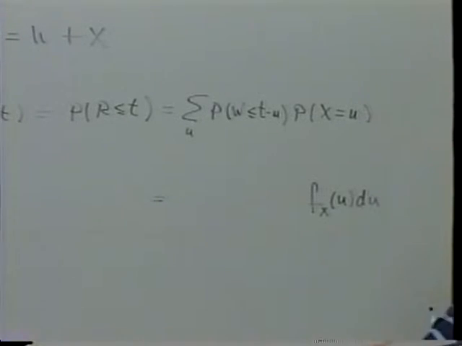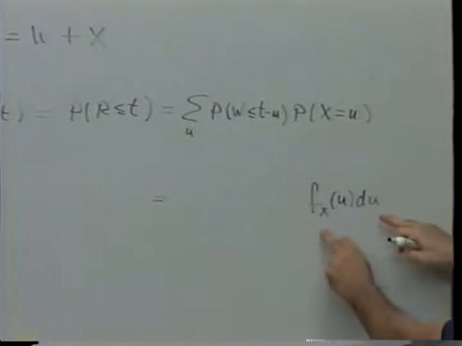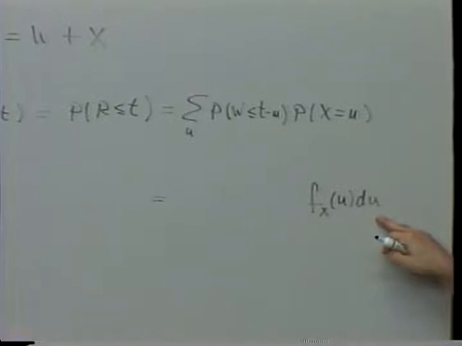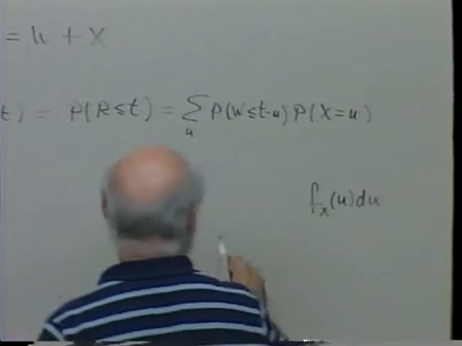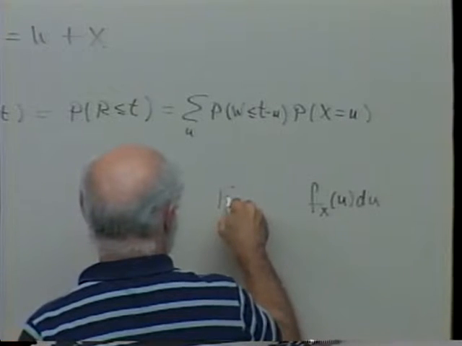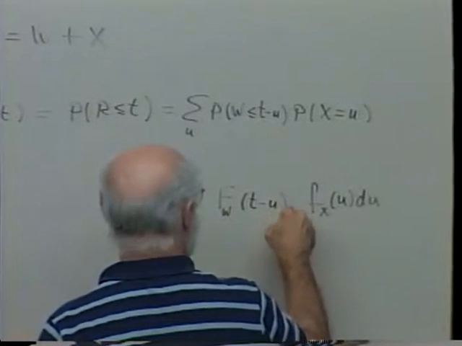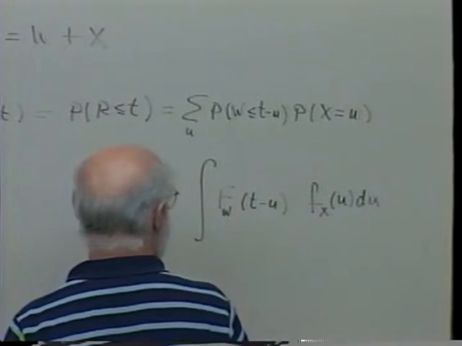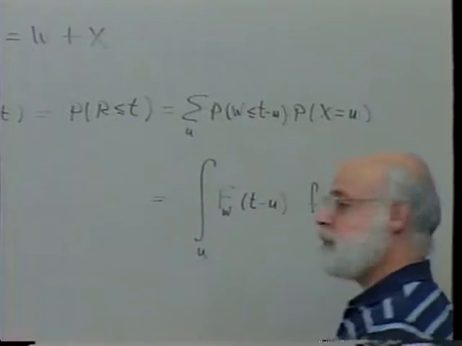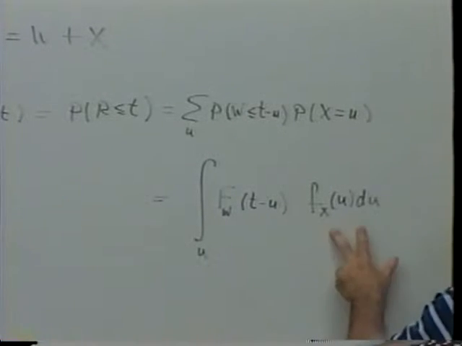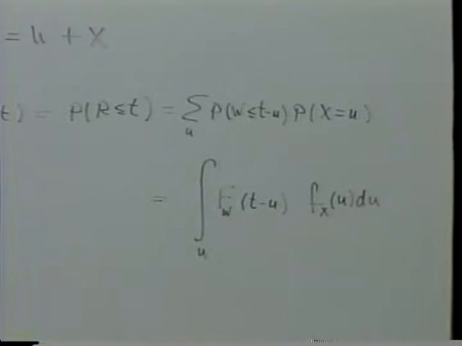Okay, so this is the probability that X is equal to U, and now I multiply that by the probability that W is less than or equal to t minus U, which is the distribution function of W evaluated at t minus U, and then I integrate over all values of U. So if I know this density function, I know that distribution function, then I just evaluate the integral, and I get the answer. Of course, I've got to get the limits right, and you've got to actually implement this.